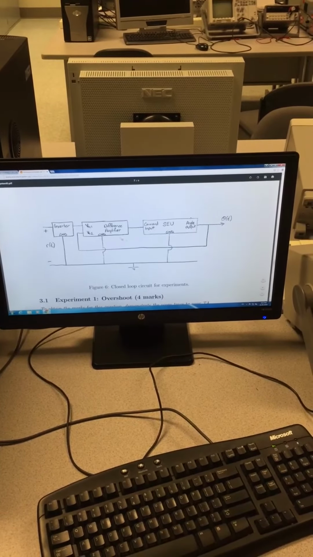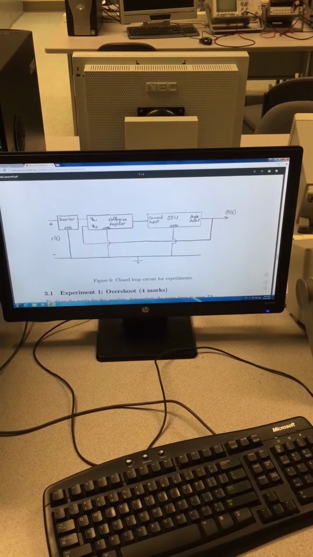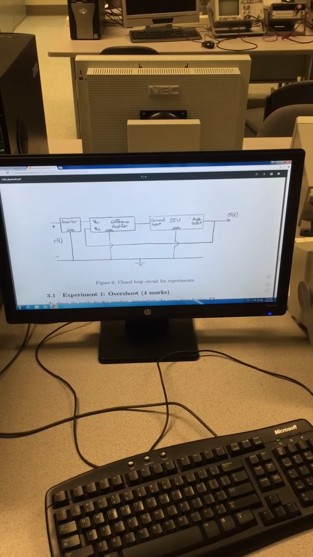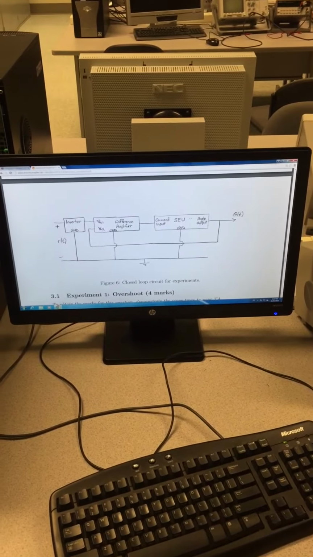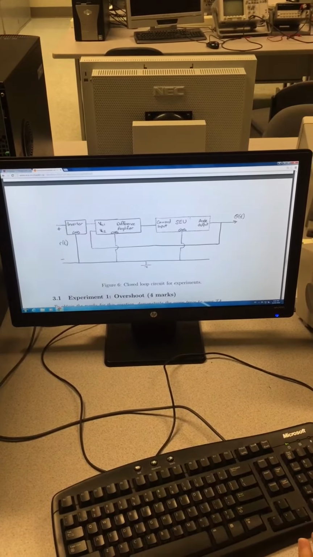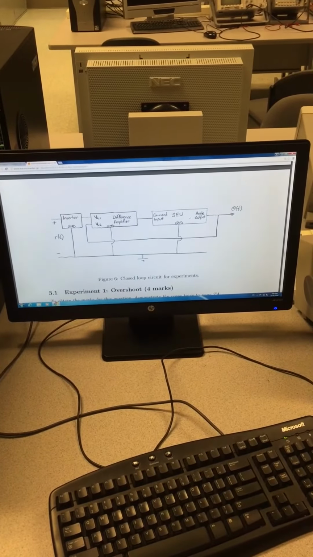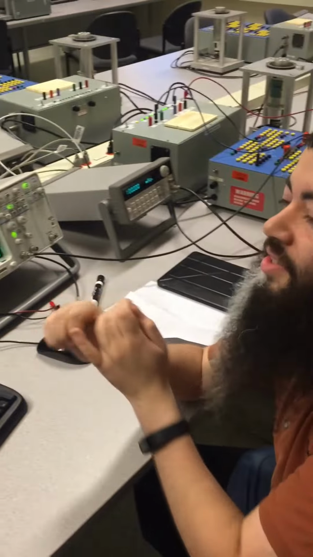Let's put this together. So we have this summing amplifier, the inverter, and this is the motor unit. So let's focus for a moment. What is the input? What is the output? What is the feedback? What do I want to control? The volt, right? So the output volt is the feedback.